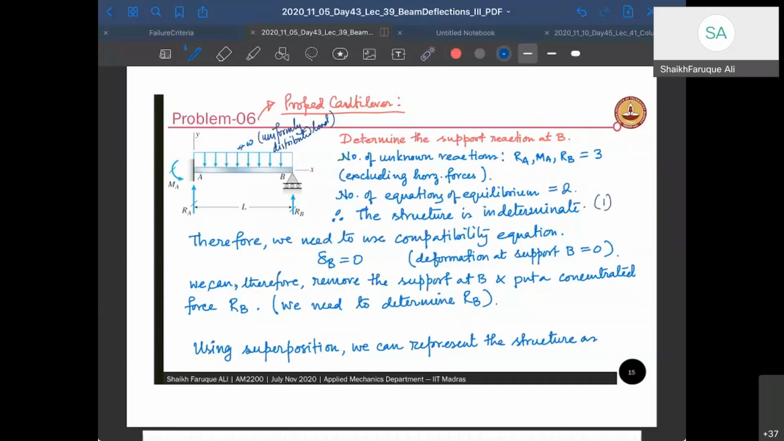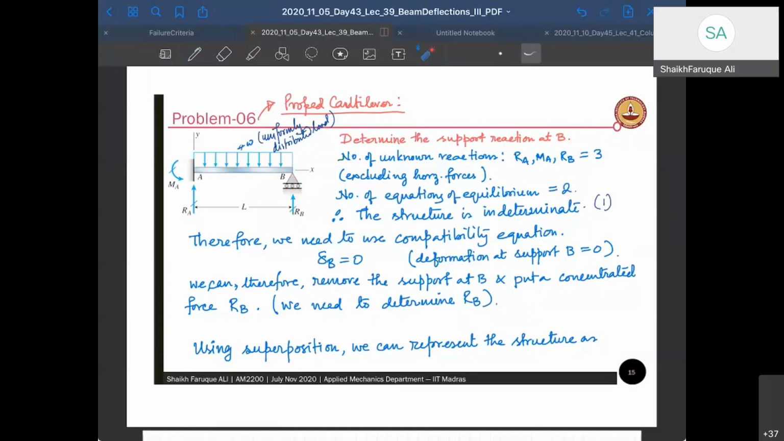Right. Now we can use one compatibility equation. What is that? I already said that the easiest compatibility condition will be RB provides a force such that delta B is equal to 0. So the force RB is such that delta B comes out to be 0. That should be my compatibility condition, and we can use that.